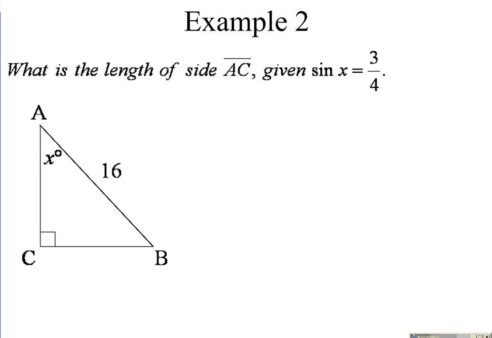Second example, what is the length of side AC given that the sine of x is 3/4? Well, some things we need to know here. First of all, we're dealing with a right triangle. That's the only way we can use our right triangle trigonometry of SOHCAHTOA. Second of all, sine of x is 3/4, and we know sine is equal to opposite over hypotenuse.